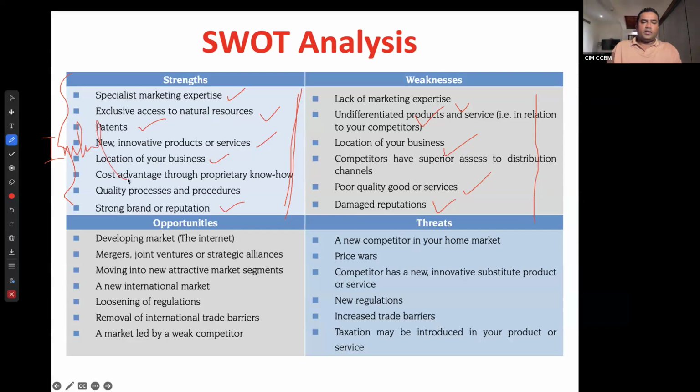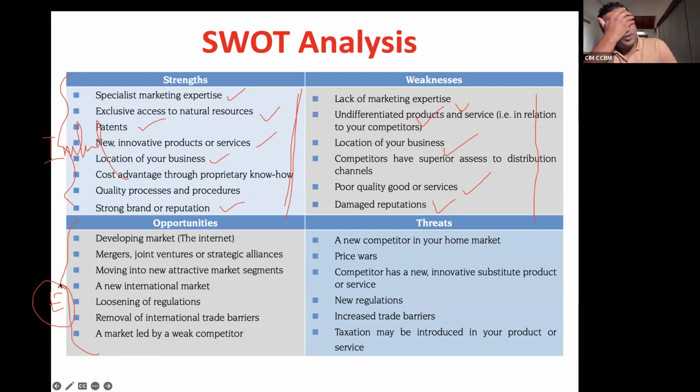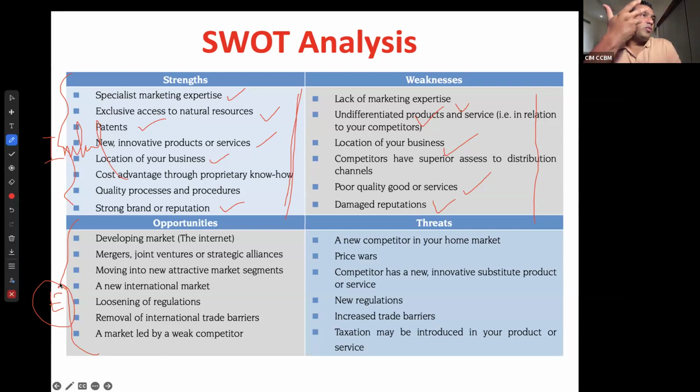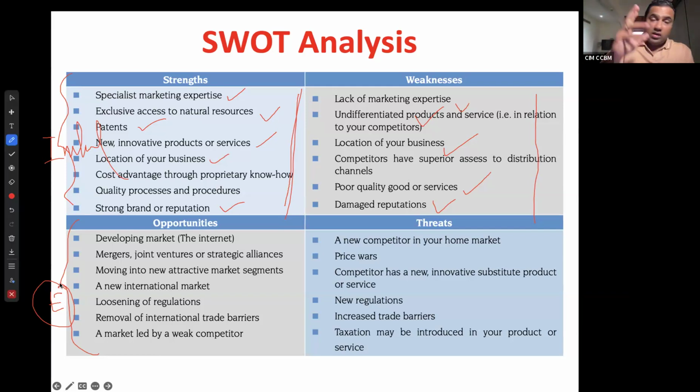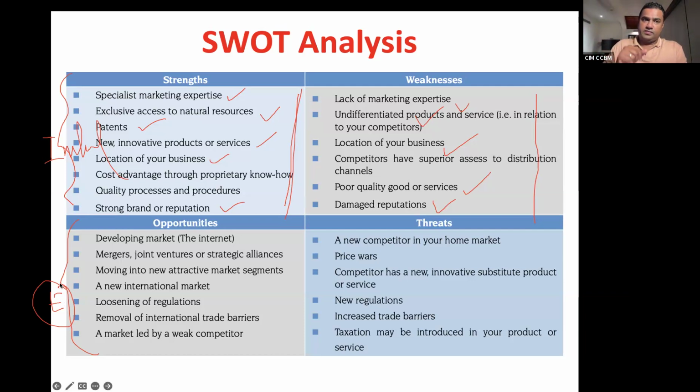Internal. What are the opportunities? Opportunities and threats are external to the organization. Opportunities and threats come from the marketing environment, PESTLE and micro environment, outside the organization. So what are the opportunities? What opportunities do we have? So if I think about Cambridge College, what are my strengths? What are my weaknesses? So many weaknesses. Every company has weaknesses. Even Google, Apple, Microsoft will have a lot of weaknesses.